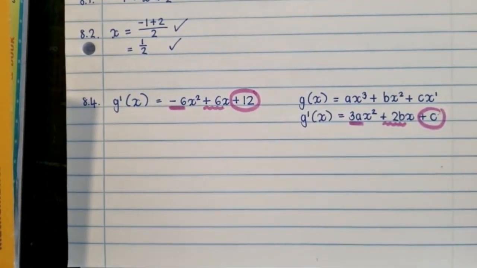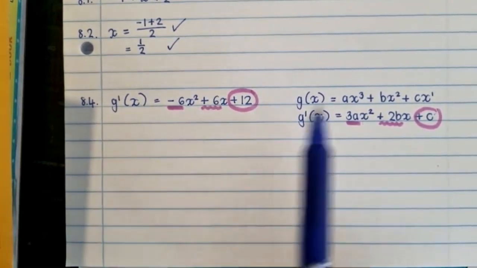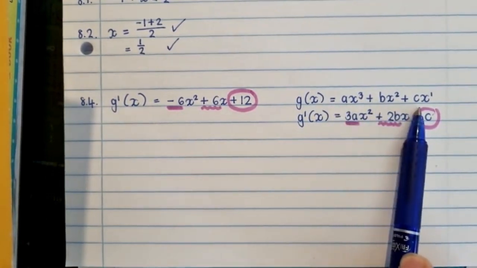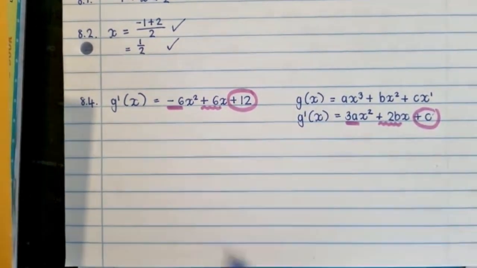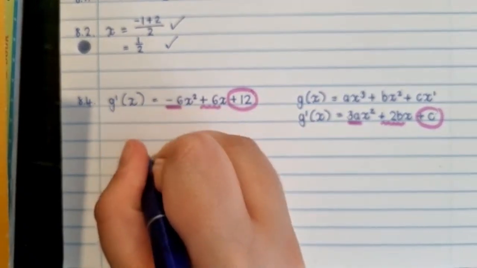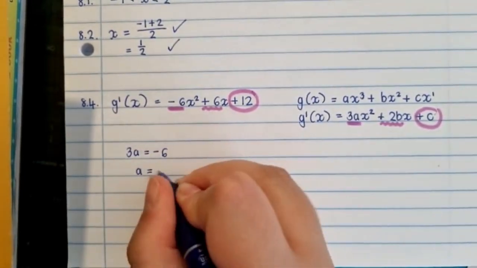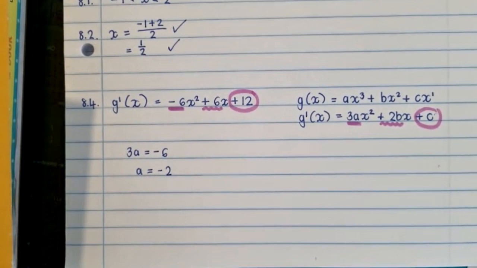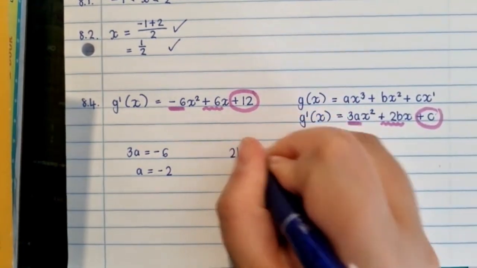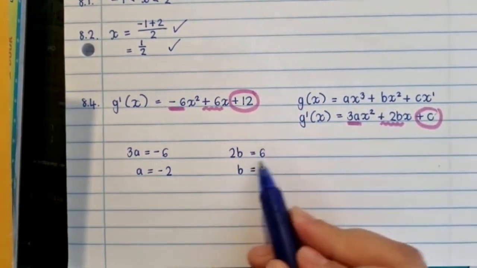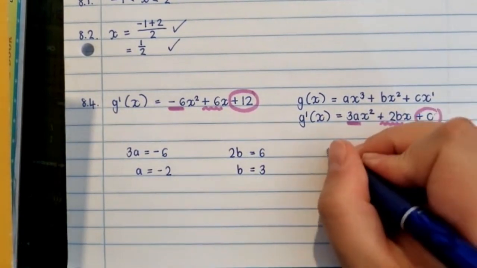So c is 12. Okay, so let's recap. How did we do that? I just wrote down the equation that they gave us for the derivative, and then I derived this standard form of the original. Just remembering that a, b, and c are numbers, so I treated them as if they're numbers. Okay, so now I'm going to say 3a must be equal to negative 6. So a is then negative 6 divided by 3, which is negative 2. Okay, then 2b has to be equal to 6. 2b is equal to 6, so then 6 divided by 2 will be 3. The last thing, c must be equal to 12.